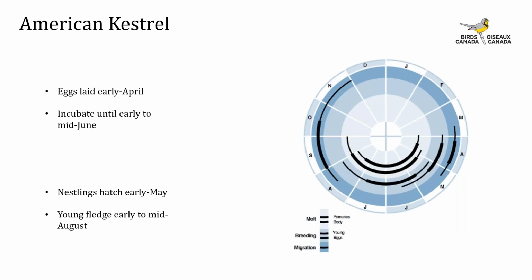So the extreme ends of the egg and young stages in this graphic here are likely for the southern portion of the range. In this part of the range, kestrels begin laying eggs in early April, and incubation is complete by early to mid-June. Nestlings can begin to hatch about a month later in early May and will fledge as late as early to mid-August.